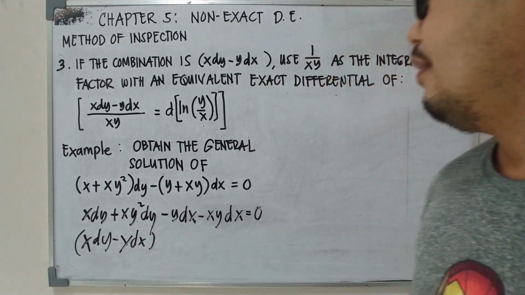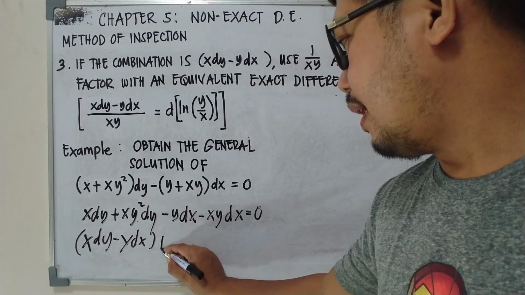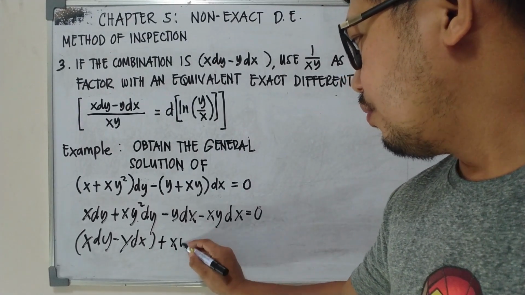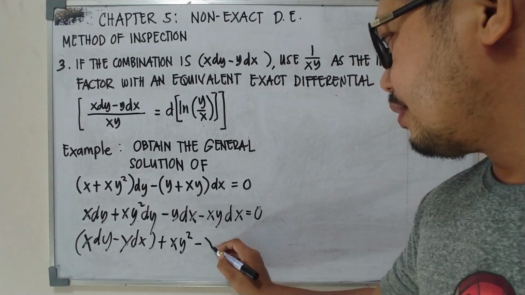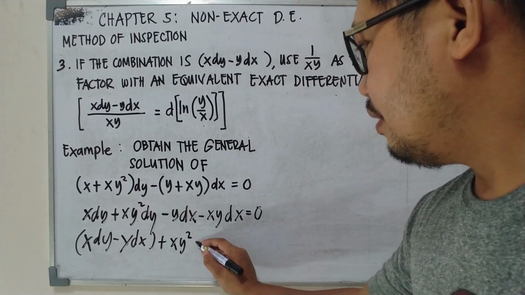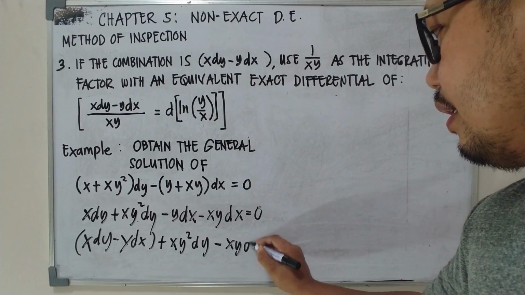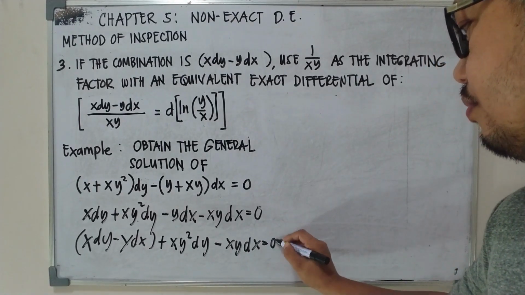Okay? Then, copy yung ating natitirang term. So plus xy squared dy, minus xy dx. Mayroon pang dy dito, sorry. Mayroon pang dy. And this minus xy dx, and this equals to 0.